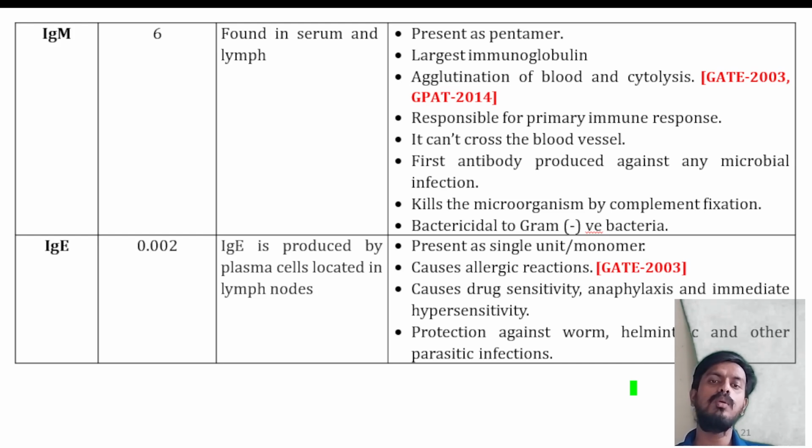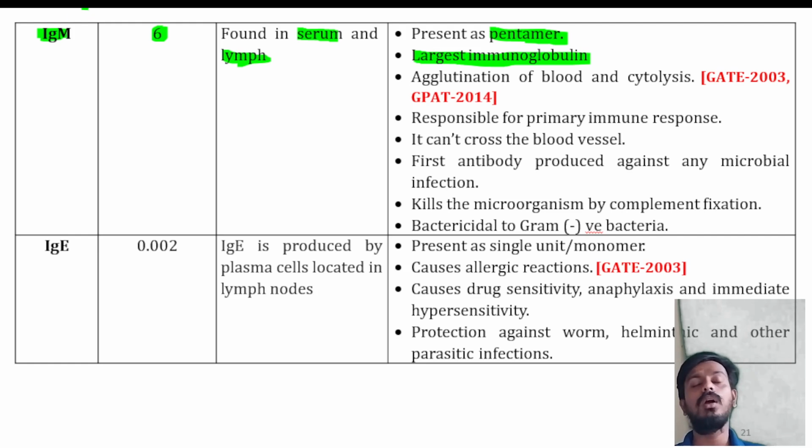Next is immunoglobulin M. Immunoglobulin M is a pentamer. The serum percentage is 6%. It is found in your serum and lymph nodes. This is the largest immunoglobulin. In size, IgM is the largest; in amount, IgG is the highest. It is majorly involved in agglutination of blood and cytolysis. This question was asked in GPAT 2003 as well as 2014.